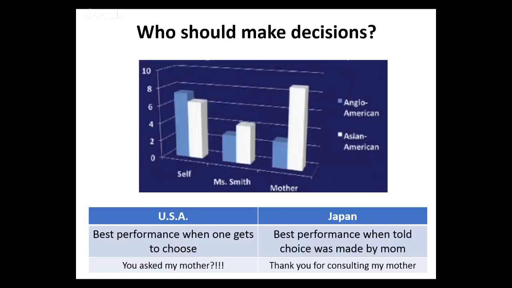I mean, they were surprised: how could you? Why couldn't you ask just me? Whereas in Japan, their response was, oh, thank you so much. Yes, my parents know me best, so thank you. And so they would actually perform better on those puzzles, even though they're all exactly the same difficulty. In fact, they were all given the same puzzles in any case. But when they thought that their parents made those choices for them, they actually performed better.